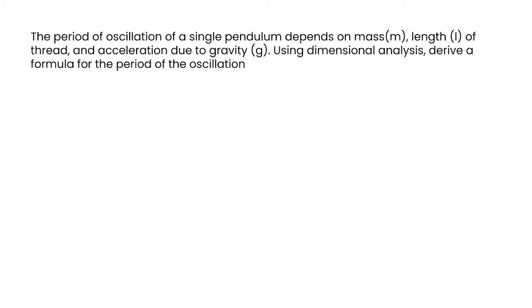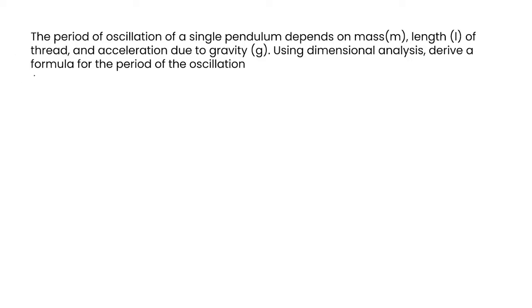The period of oscillation of a single pendulum depends on mass m, length L of a thread, and acceleration due to gravity g. Using dimensional analysis, we are to derive a formula for the period of oscillation. This is the problem we are supposed to solve using dimensional equations. Now this is very, very easy, so grab your pen and paper and let's look at how to solve this particular problem.